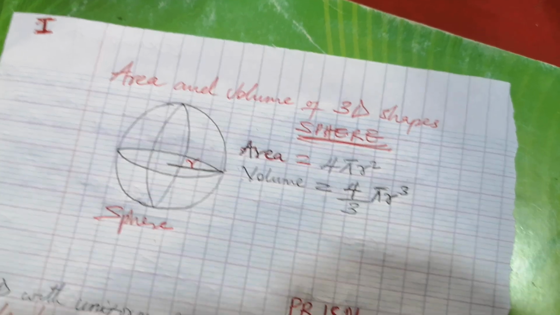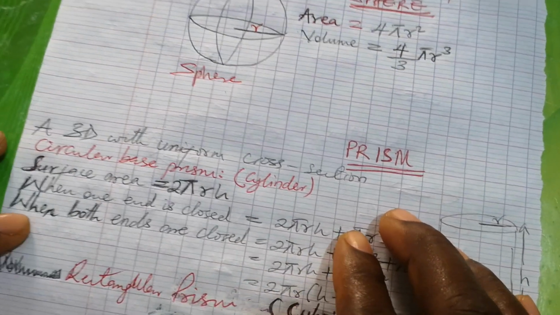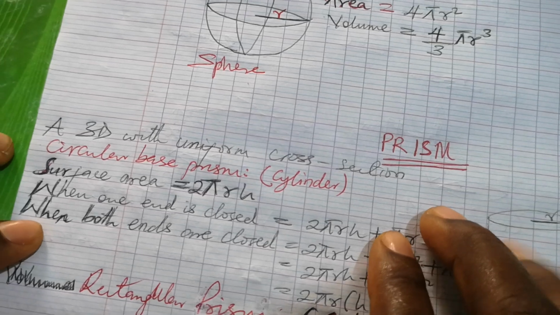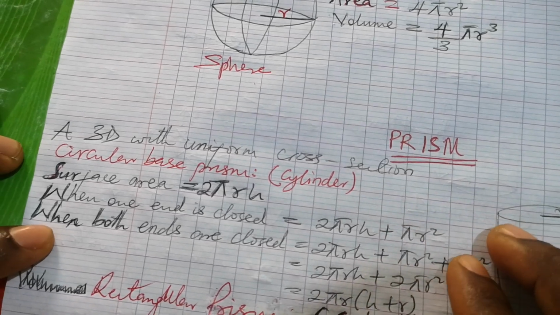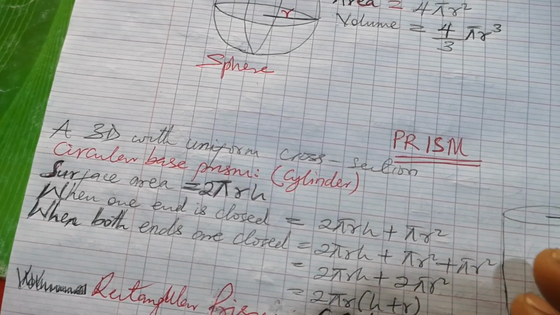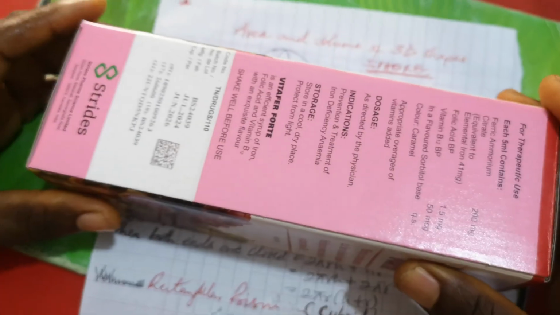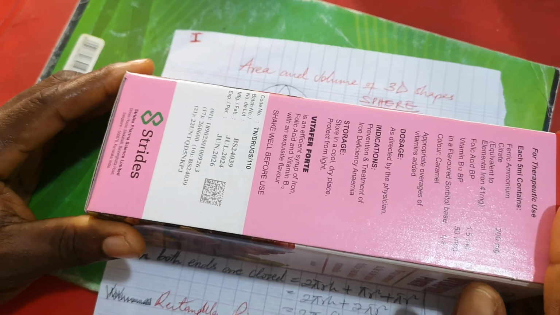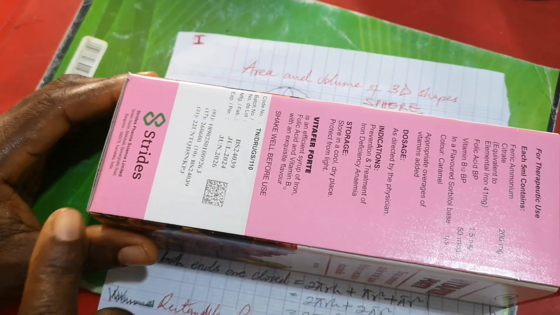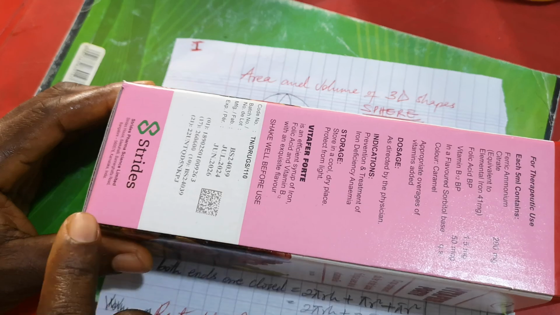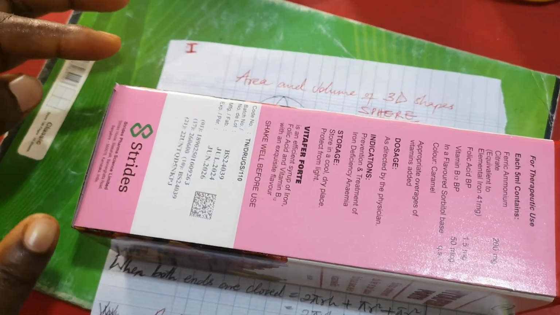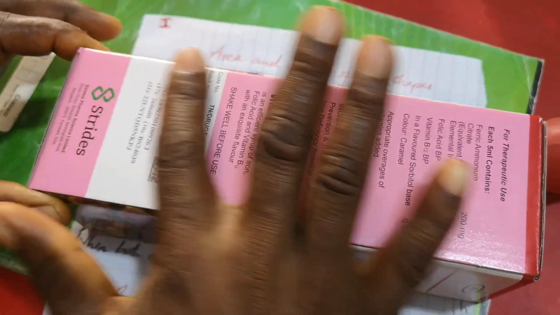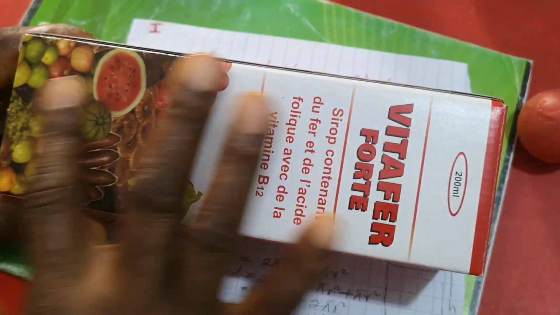Okay, now let's go to prism. Now, prism is a three-dimensional shape with uniform cross-section. So what I mean by that is something like this. This is a prism. Why do I call it a prism? Because it has a uniform cross-section. What I mean by uniform cross-section is that the area here is the same as area here. So there is uniform cross-section. So the areas are the same.